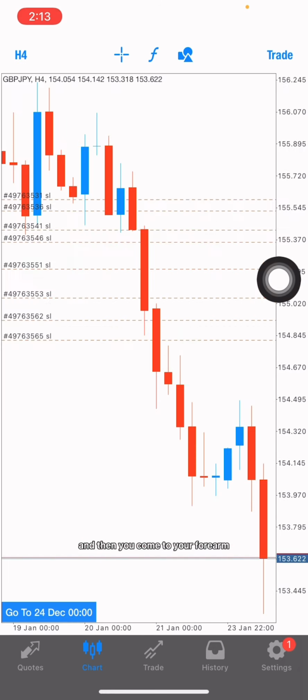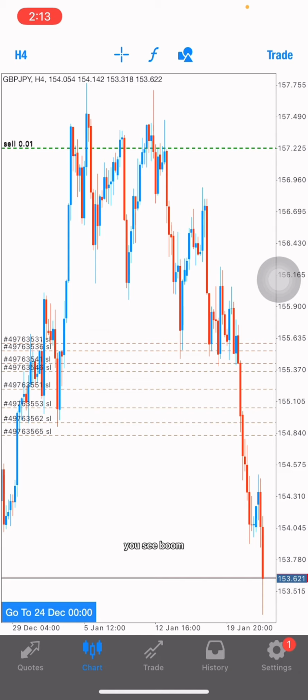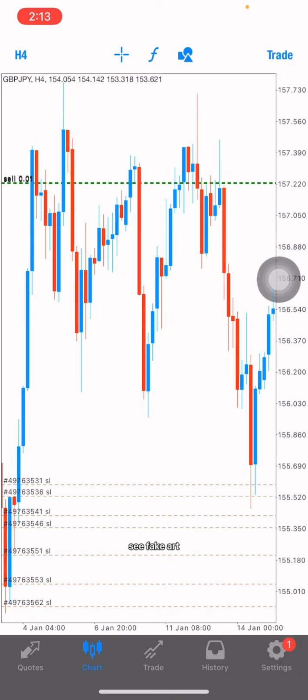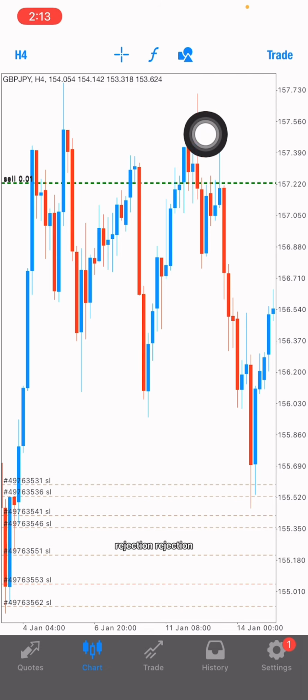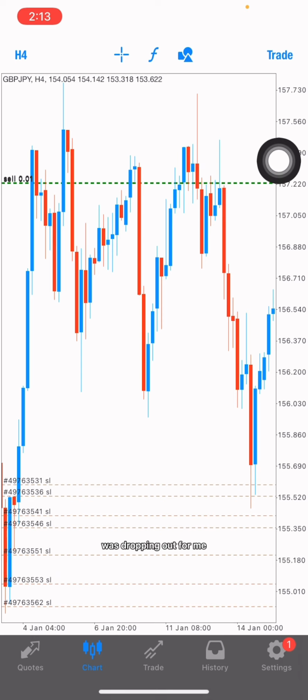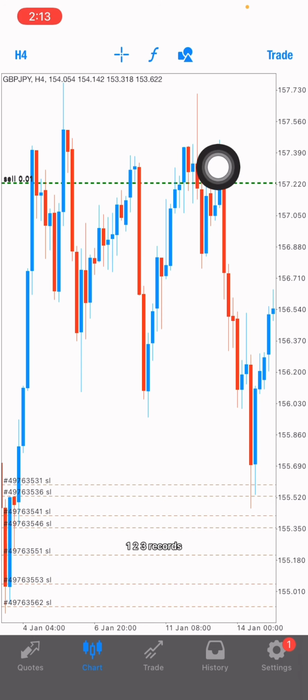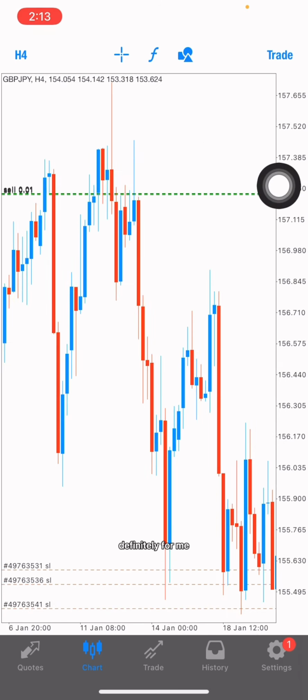And then you come to your 4-hour time frame. You see, boom, fake out, fake out, fake out. You get, guys, you have to be able to interpret everything on the market. You have to be able to interpret everything. So when you had this rejection, I mean, fake out, fake out, fake out, I knew the market was dropping. I formed 1, 2, 3 fake outs, so the market was definitely forming.